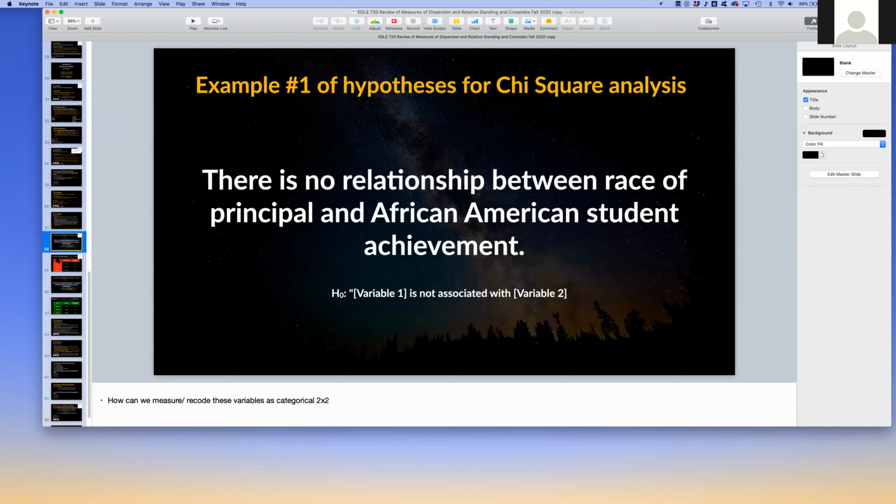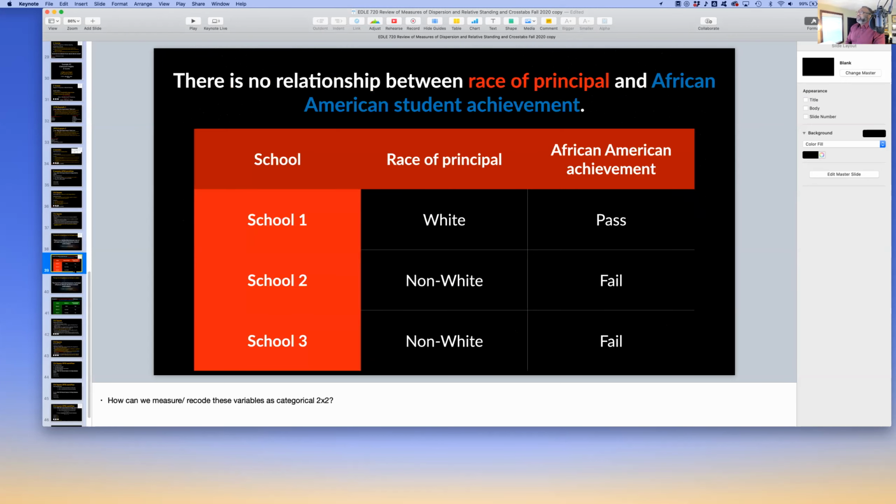So this is just how it looks. So say you think there's no relationship between the race of a principal and African-American student achievement. This is one of my prior students' thoughts here. And so the race of this principal is your independent variable having an effect on student achievement. Both of them are what? Categorical variables. The race of the principal, you can make it dichotomous. You can make it white or non-white. And you can make African-American student achievement pass or fail. Again, another dichotomous, categorical variable.